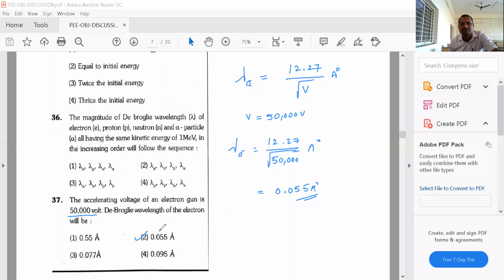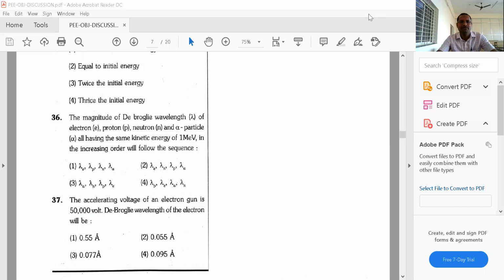You need to do these calculations. The root of 50,000 value you need to find. Root of 50,000 is equal to 223.6. Substitute here 12.27 by 223.6. You will get this answer. Option 2 is the right answer. Clear now? Next, let us go for 38.